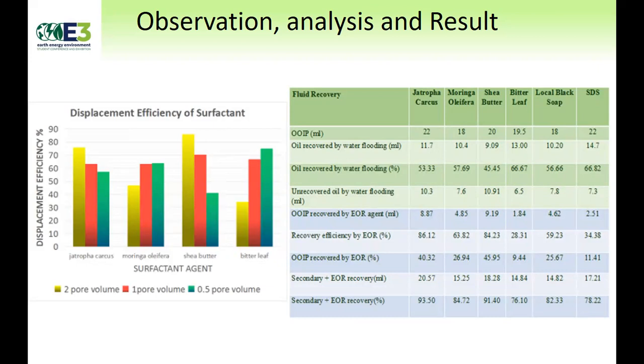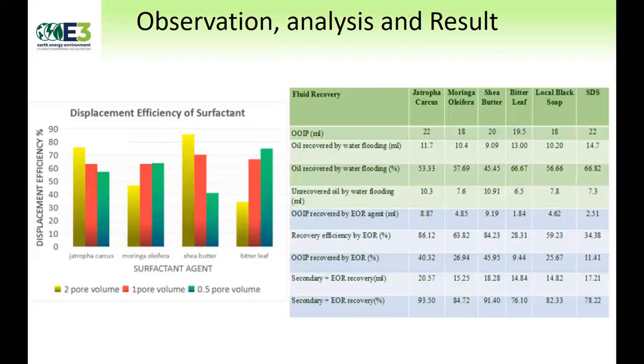So at the end of the day, we had to quickly do a test run on this, and the result we saw here was that the recovery efficiency of the EOR was more. We have greater recovery with the Jatropha curcas, followed by the shea butter and the Moringa oleifera. So with the Moringa oleifera, those are the few things we looked into.